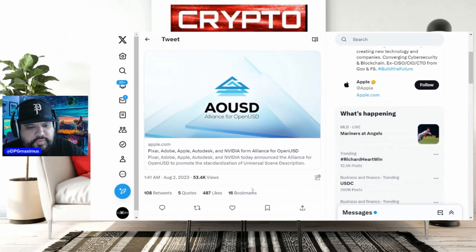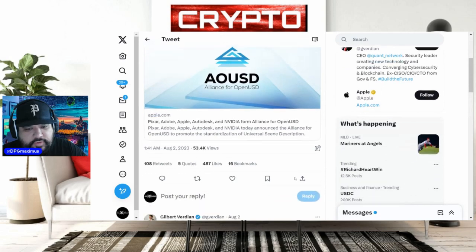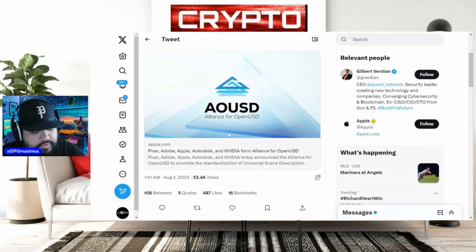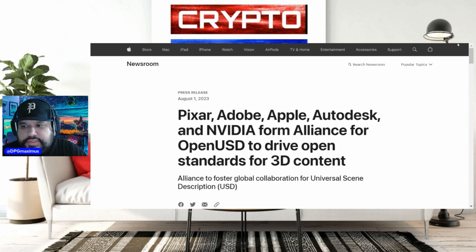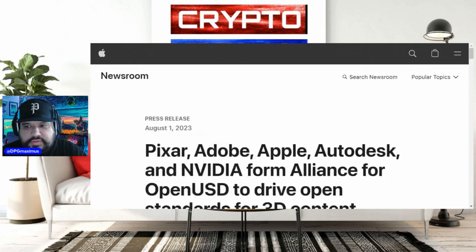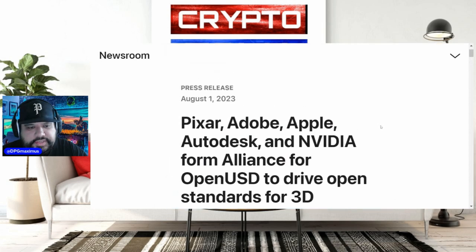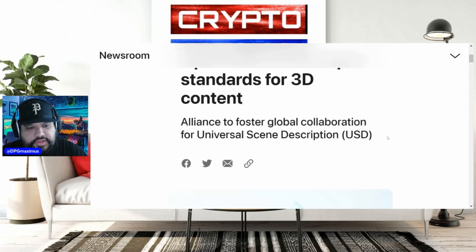You have what's referenced from Pixar, Adobe, Apple, Autodesk, and even NVIDIA, of course, who formed an alliance for OpenUSD. How long ago was that? Let me just see real quick, because I didn't have a chance to pull that up. That was actually the other day. Sorry about that. So let me pull this up for a second. I just thought it was a regular reference. Yeah, you see it right here. It says Pixar, Adobe, Apple, Autodesk, and NVIDIA form alliance for OpenUSD to drive open standards for 3D content.